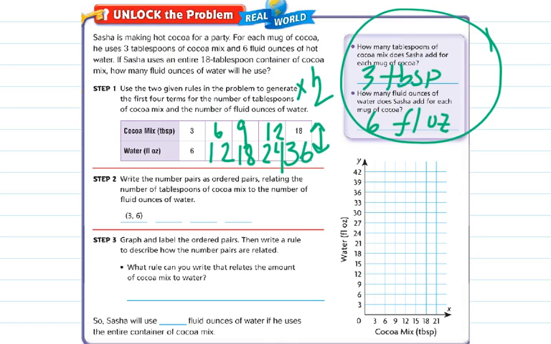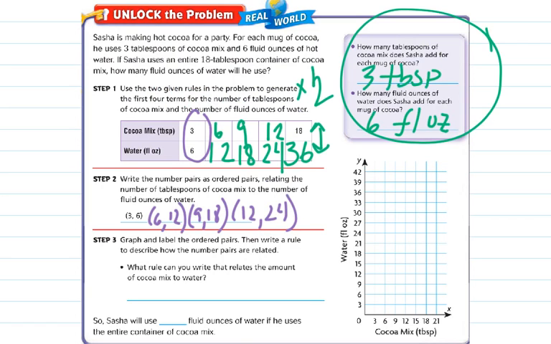So now step 2, it says write the number of ordered pairs as relating the number of tablespoons of cocoa mix to the number of fluid ounces of water. So our first ordered pair is 3, 6. Our next ordered pair would be 6, 12. Our next ordered pair would be 9, 18. Our next ordered pair would be 12, 24. Now it says graph and label the ordered pairs. Then write a rule to describe how the number of pairs are related.